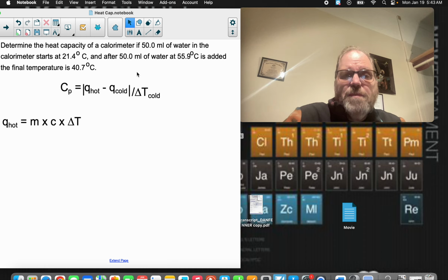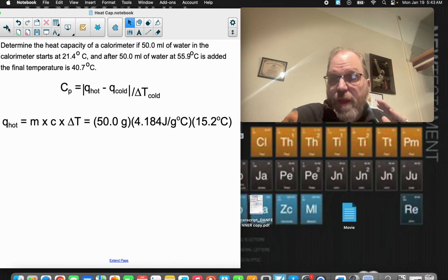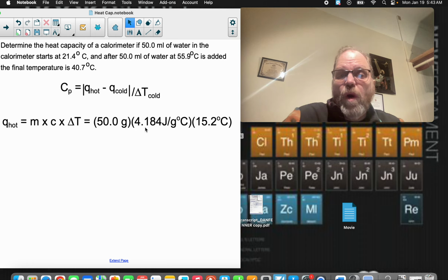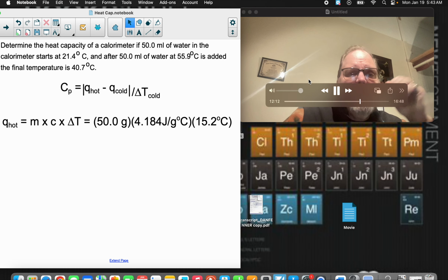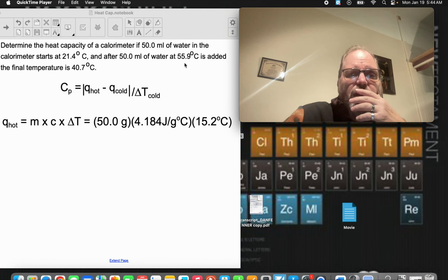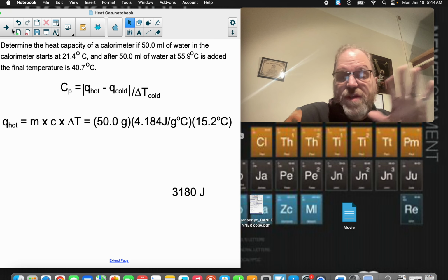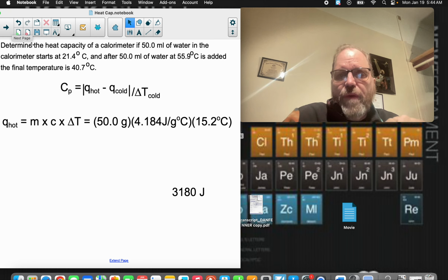remember we said it was 50.0 grams, because 50.0 milliliters, a gram is a milliliter, the density of water. So the specific heat of water is 4.184, and the hot water goes from 55.9 to 40.7. The difference there is 15.2 degrees. That's the hot water, I'm sorry, 55.9 minus 40.7 is 15.2. Now we get a value of 3,190. We only have 3 sig figs.